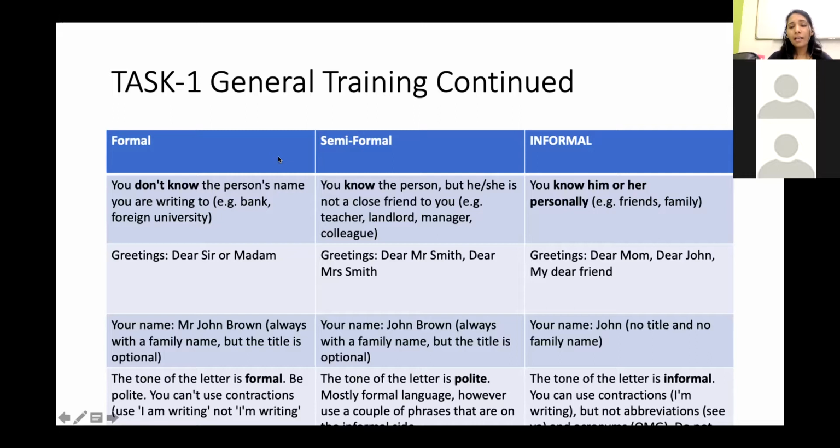The third type of letter is the informal letter, where you can address the person as anything that you like. You should address it as dear mom, dear brother, dear sister, dear first name, or dear nickname, and that's how you address that person.